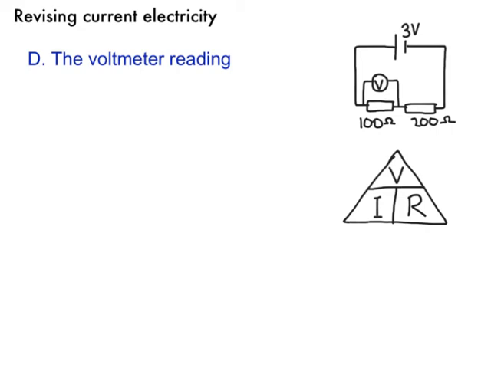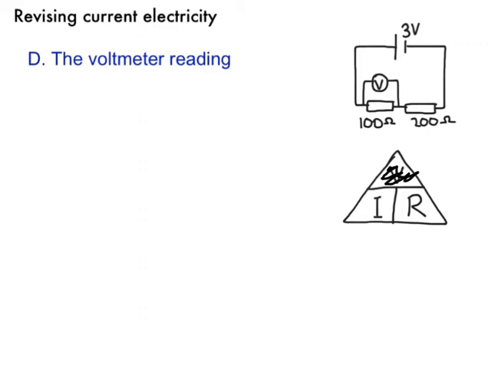So the next part of the question is asking, what is the voltmeter reading? What is the reading of this voltmeter here across the 100 ohm resistor? Well, again, we're going to need to use our equation triangle. This time we are looking for the voltage, so cover up the bit you don't need, and we're going to have to do I multiplied by R. So give it a little pause, work out what you think that voltage is going to be, and then come back. Hopefully you've been away and worked that out by now.